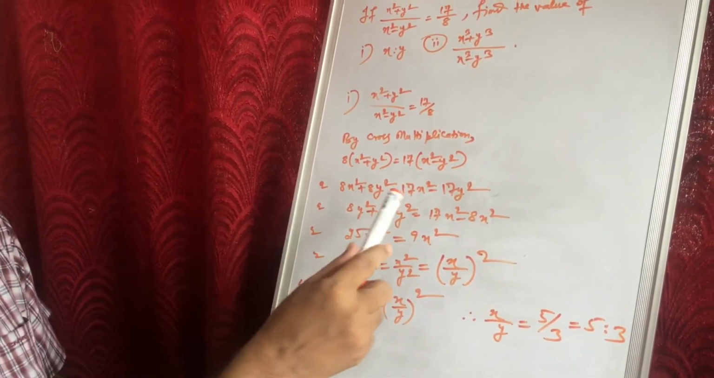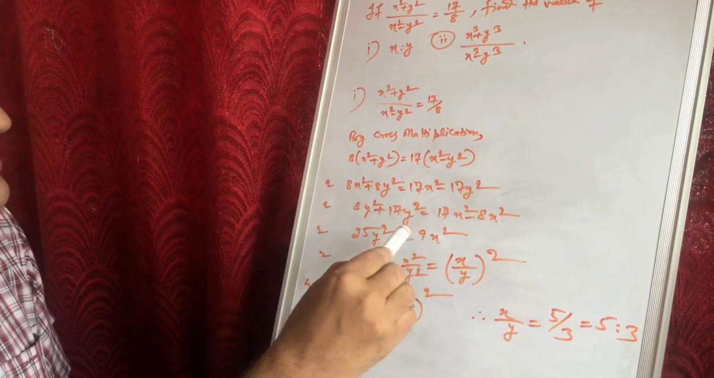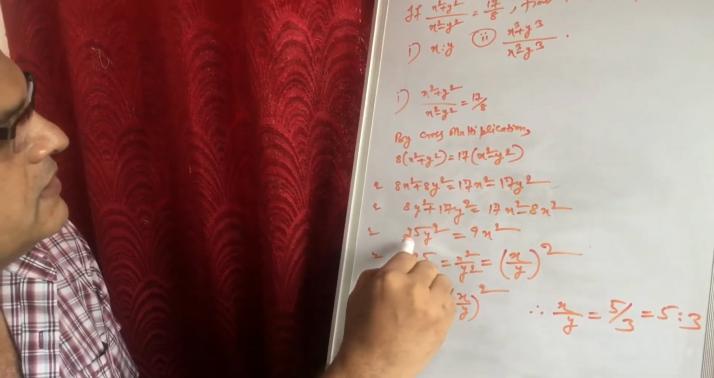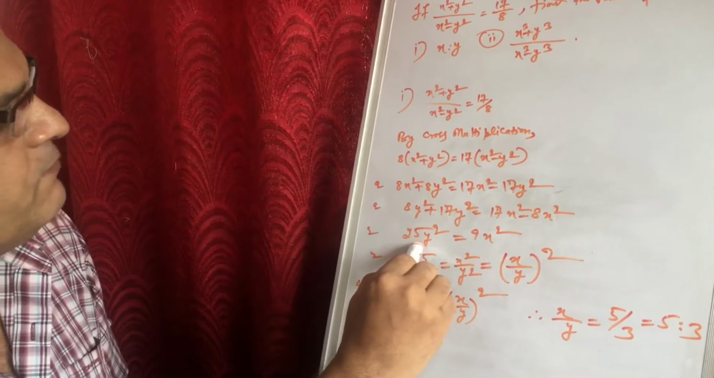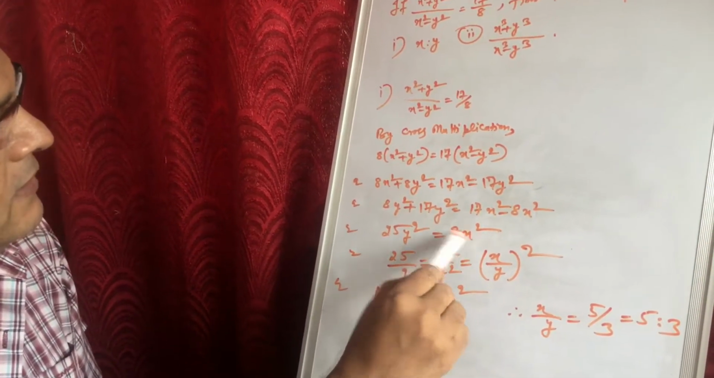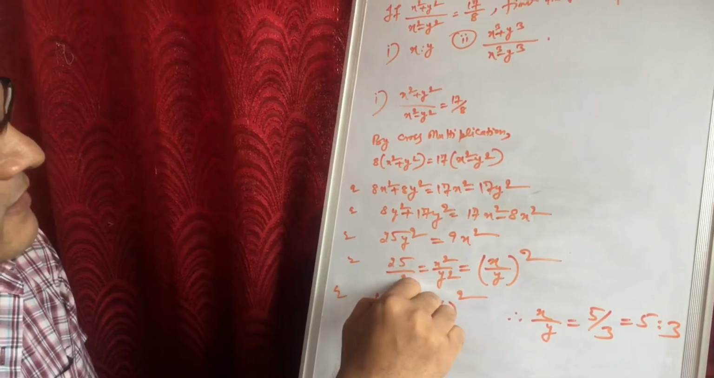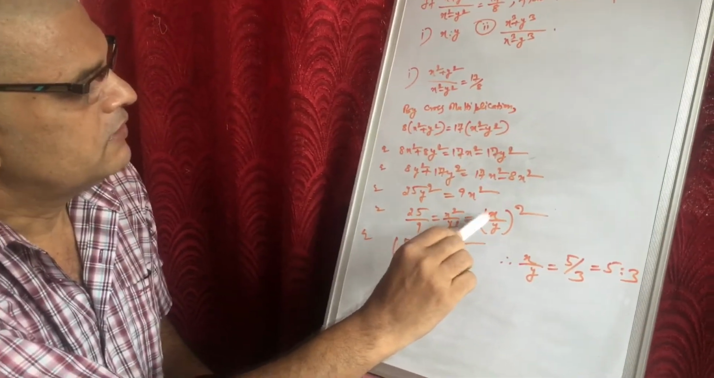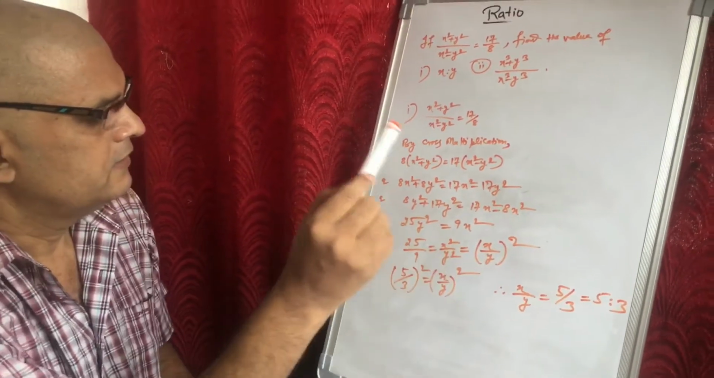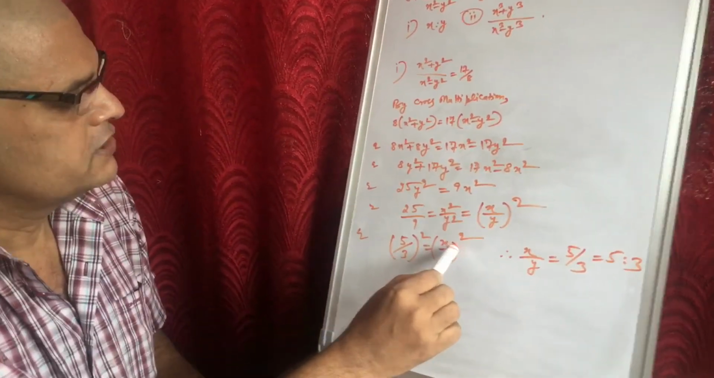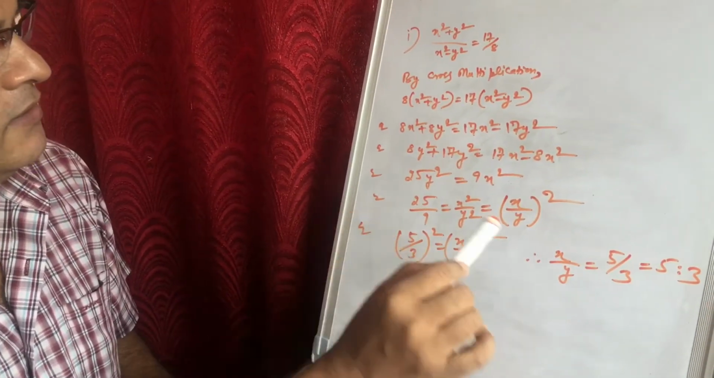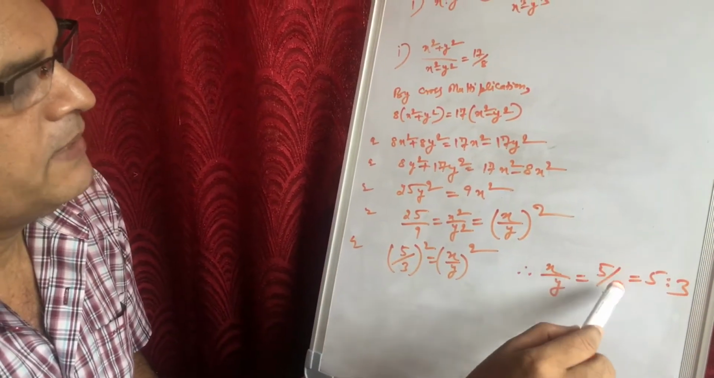Now see, I am making you understand once again. So 25y square is equal to 9x square. 25 by 9 is equal to x square by y square, which is equal to x by y whole square. Now whole square of x by y is equal to 5 by 3 whole square. So x by y is equal to 5 by 3, which is 5:3.